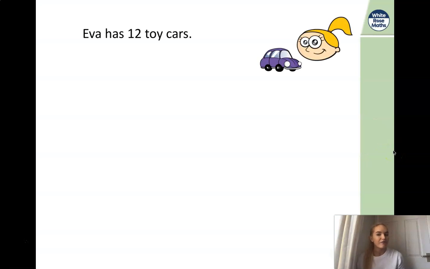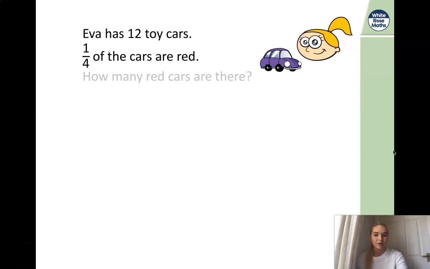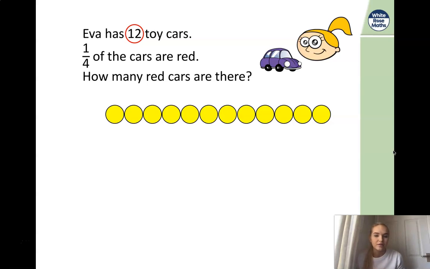So we are looking at fractions of a set of objects. So here, Eva has 12 toy cars. 1/4 of the cars are red. We want to know how many red cars there are. Now we're thinking of this whole number. There are 12 toy cars altogether. I can represent my toy cars using 12 counters. So I want you to imagine these counters are my cars.